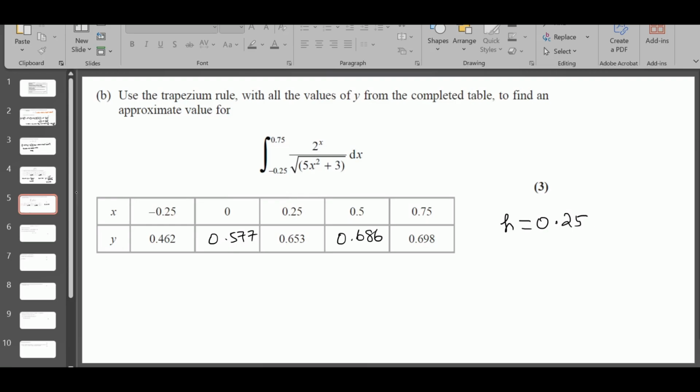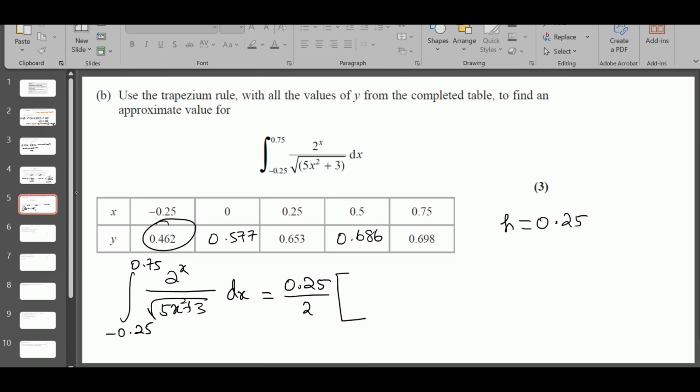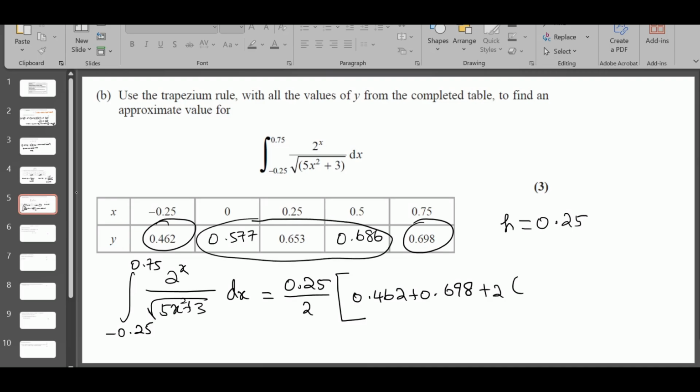Now you write the integral from minus 0.25 to 0.75 of 2 to the power x divided by square root of 5x square plus 3 dx. The trapezium rule is h over 2 times the first and last values of y, 0.462 plus 0.698, plus 2 times the sum of the rest of the values: 0.577, 0.653, 0.686.